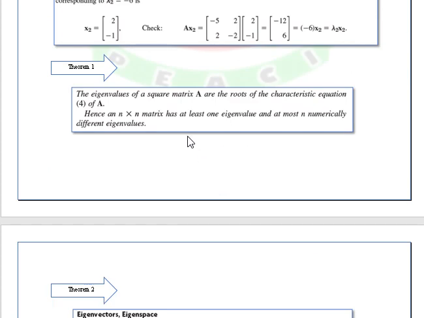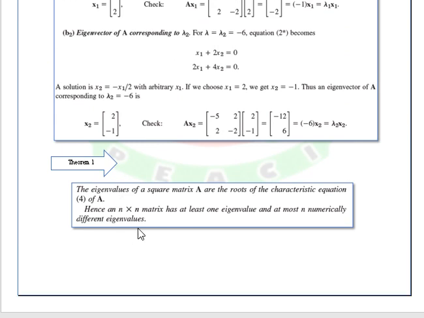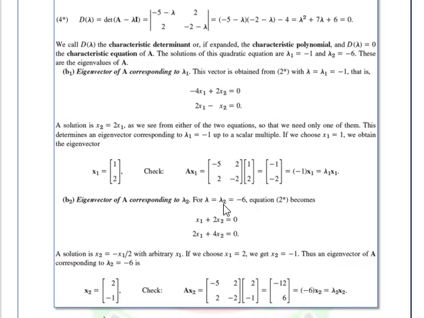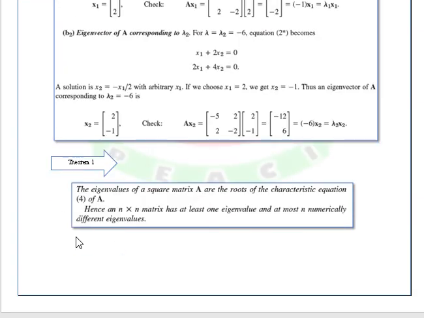Okay, so now we have here a theorem. It says here, the eigenvalues of a square matrix A are the roots of the characteristic equation of A. Hence, an n by n matrix has at least one eigenvalue and at most n numerically different eigenvalues. If you are about to solve eigenvalues or eigenvectors, make sure to consider this theorem.